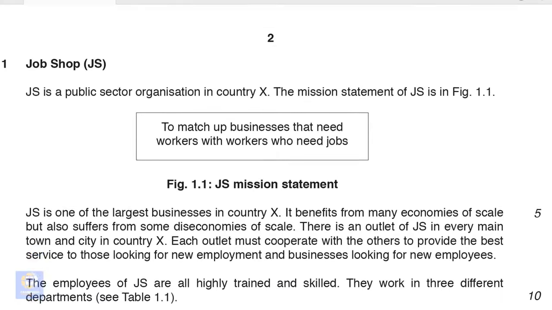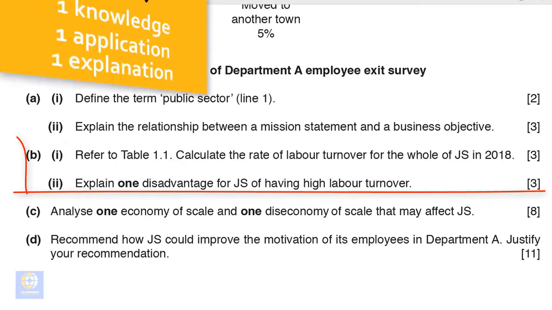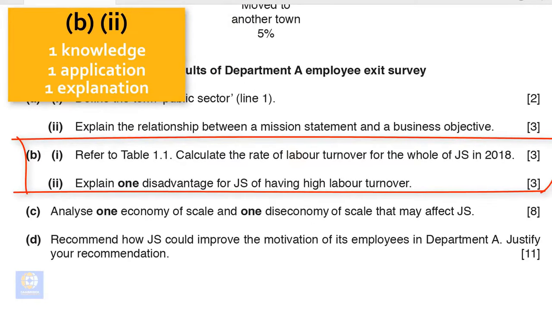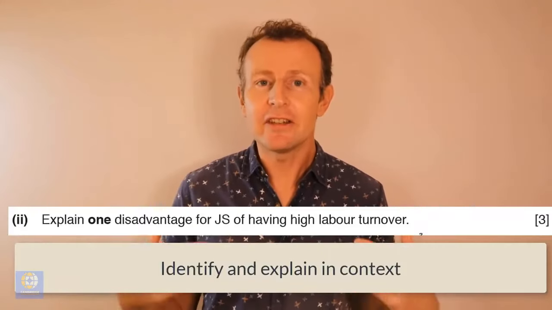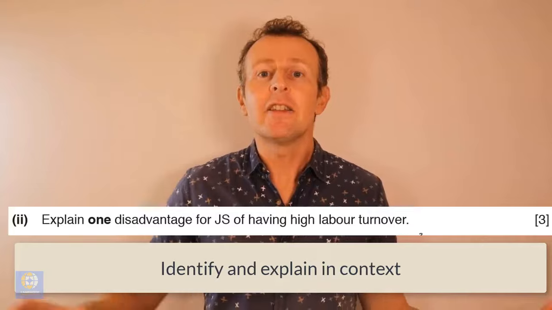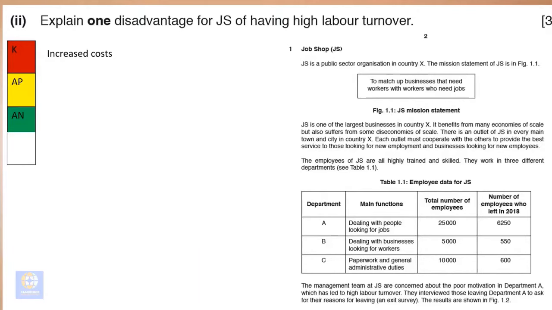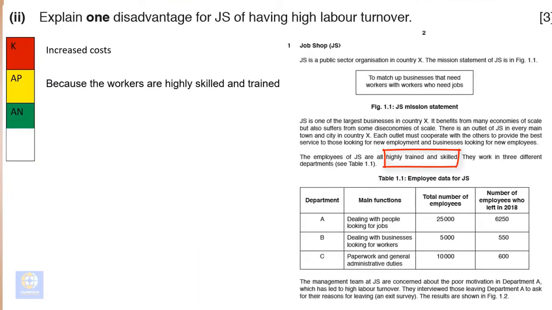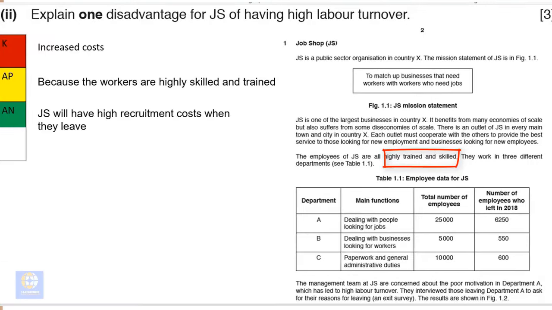Question B, Part 2, is normally based on your answer from the first part. In this case, labour turnover of 18.5. It doesn't matter if you got your answer wrong, you'll still be awarded marks for application if you interpret your answer correctly. For this answer, you need to identify a disadvantage and explain in context. The disadvantage is increased costs. Because the workers are highly skilled and trained, JS will have higher recruitment costs when they leave.